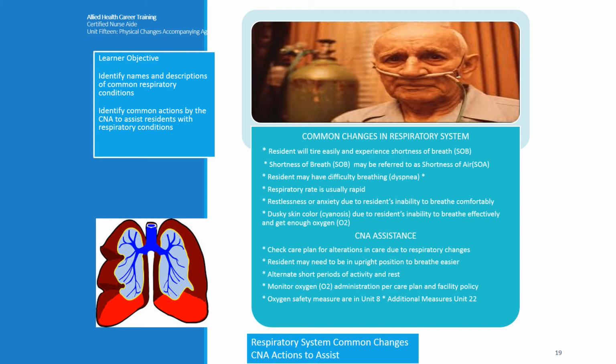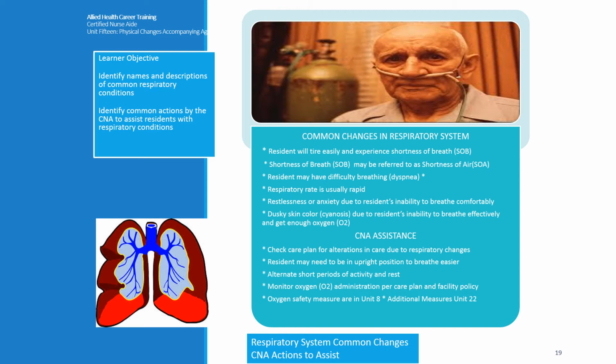So, some different common changes in respiratory systems. A lot of times, people will experience being tired a lot more easily and shortness of breath. Shortness of breath may also be referred to as shortness of air, so kind of keep that in mind. Those residents may have dyspnea. Respiratory rate is usually rapid if they have problems, because if they can't get enough air in, what's your natural inclination? You're going to speed your breathing up to try to get more of it in.